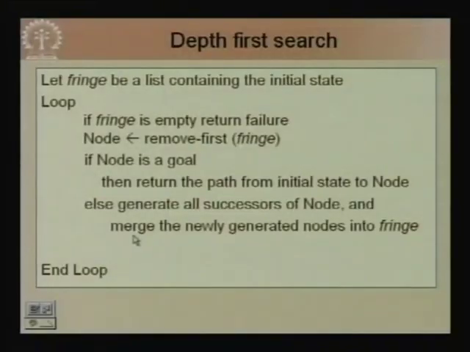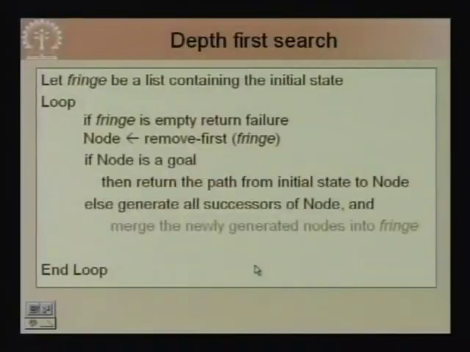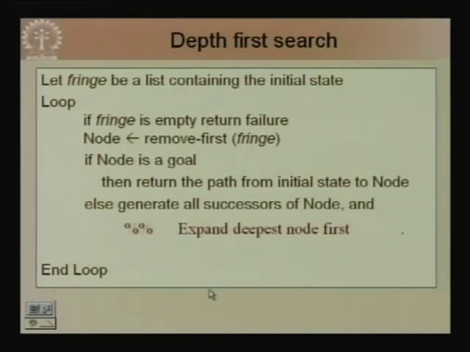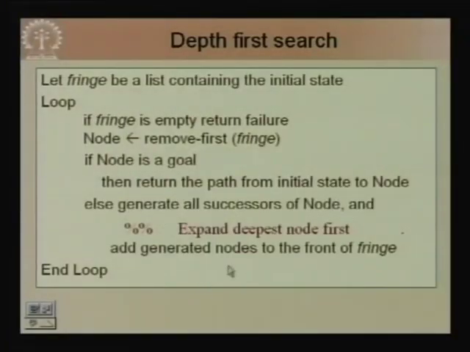Now, we come to the next search strategy, which is depth first search. This algorithm will again be a variation of the basic search strategy that we outlined in the beginning, where instead of merging the newly generated nodes into the fringe, we give a particular strategy for merging. In breadth first search, we put the generated nodes at the back of the fringe. In depth first search, our objective is to expand the deepest node first. To achieve this, we add the generated nodes to the front of the fringe. That is, the fringe is maintained as a last in first out structure, or a stack structure. Newly generated nodes are put at the front of the fringe.